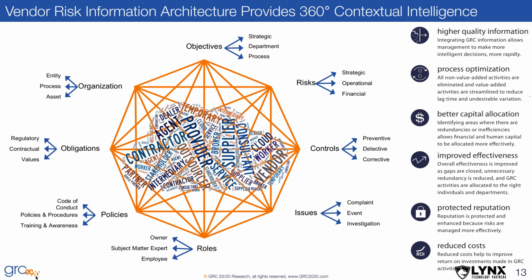We can then better allocate our capital where our risk exposure is the greatest to mitigate those risks down to acceptable levels, which then can also improve effectiveness of vendor risk management overall, while we try to protect the brand and reputation of the organization and make things more efficient by reducing costs.